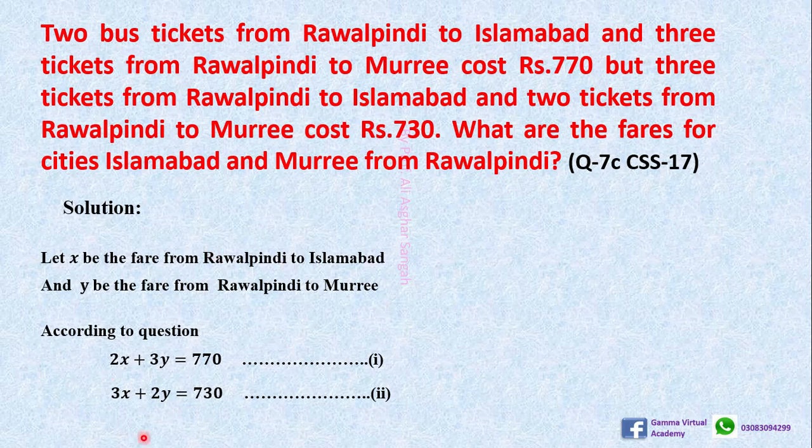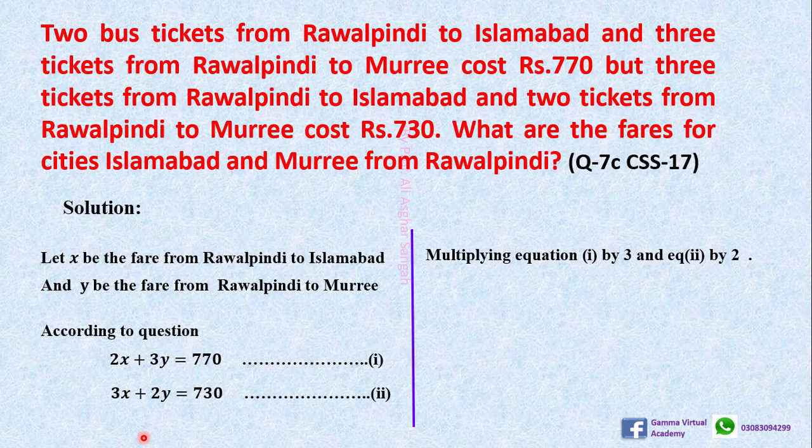Now what do we do here? We have two variables, so we have to eliminate one variable. For eliminating one variable, we use mathematical tools: multiplying this equation by 3 and this equation by 2, so that they have the same coefficients. We can then subtract them easily, subtracting the result of 2 from the result of 1.